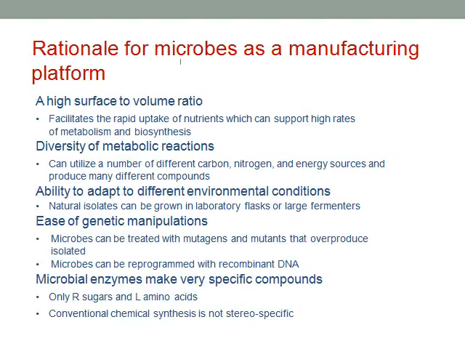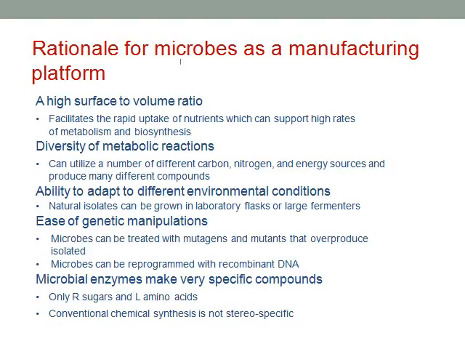As discussed during week 1, the rationale for using microbes as a manufacturing platform can be multifaceted. First, the high surface to volume ratio. This facilitates the rapid uptake of nutrients, which can support high rates of metabolism and biosynthesis. Diversity of metabolic reactions. They can utilize a number of different carbon, nitrogen, and energy sources and produce many different compounds. Ability to adapt to different environmental conditions. Natural isolates can be grown in laboratory flasks or in large fermenters or bioreactors.